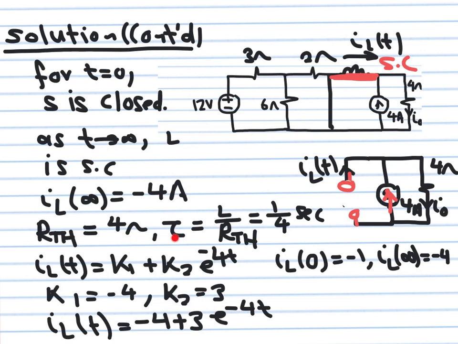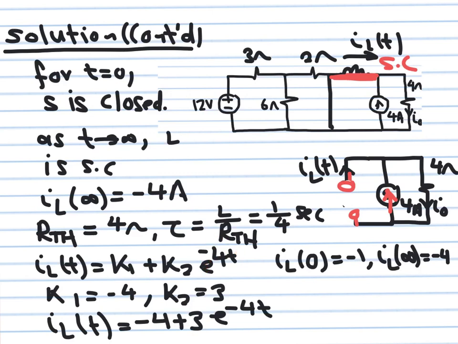And we know the time constant for an inductor: the inductor is 1 Henry, and the resistance it sees into the circuit is 4 ohm. Then tau is 1 over 4, so it's 1 over 4 seconds. So now we have everything to write the complete expression for the inductor current. It's K1 plus K2 e to the minus t over tau. Remember, tau is 1 over 4, so 1 over 1 over 4 will give you 4. So this is e to the minus 4t.